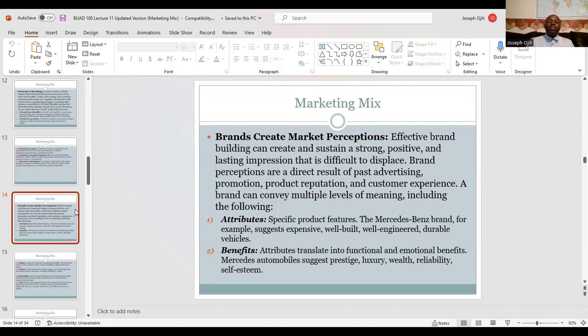When you build brand loyalty, you don't need much advertising anymore. Of course, you still need to advertise, but not as much as before. So the brand perceptions are a direct result of past advertising, past promotion, past reputation, and customer experience. So customers have used this product. They have seen it advertised many times. They have a good experience with the product. They have an association with the product. So that means it influences their perception about the product.